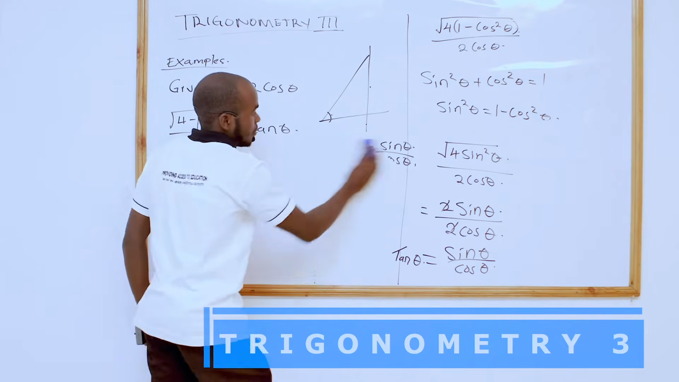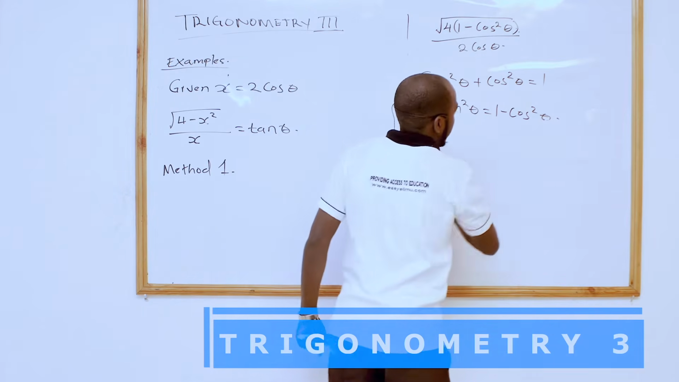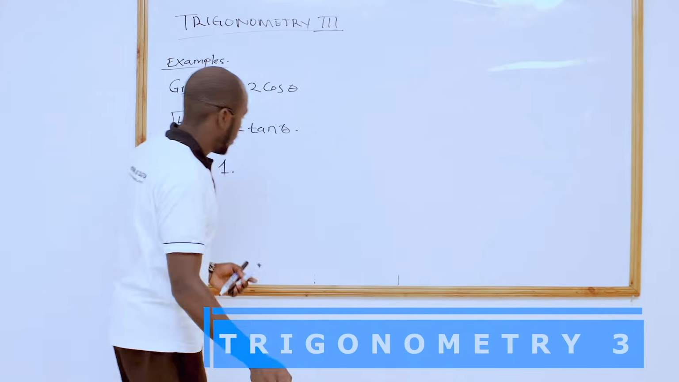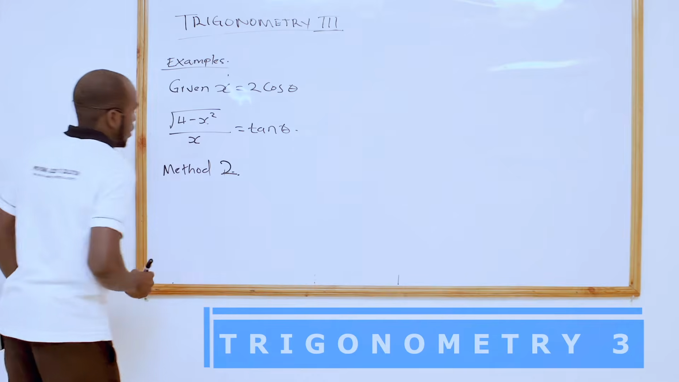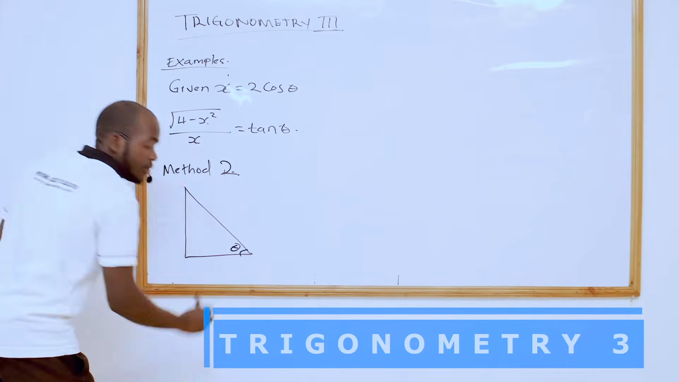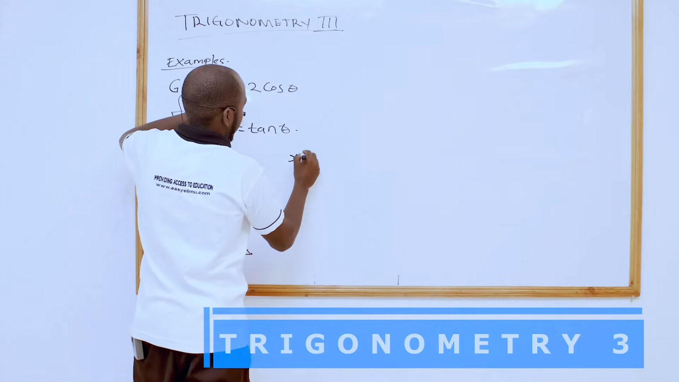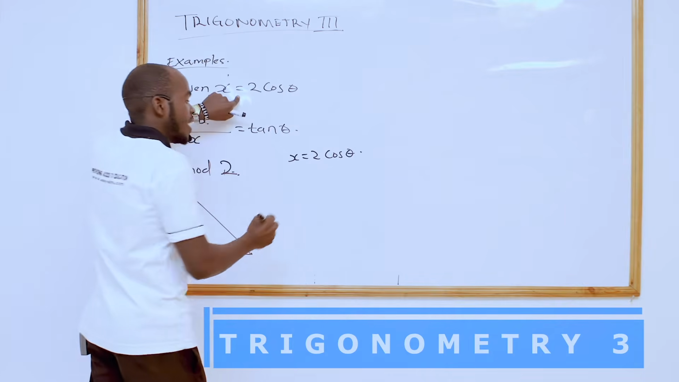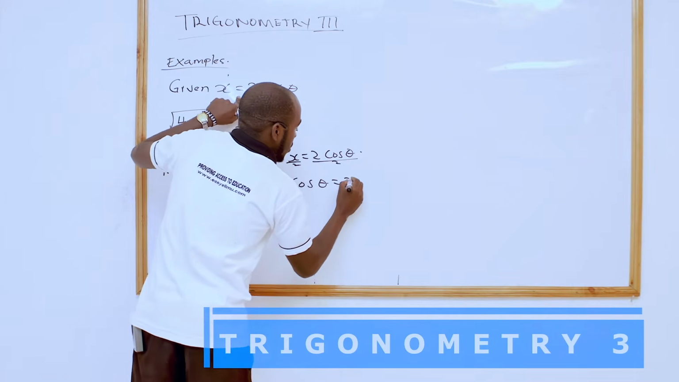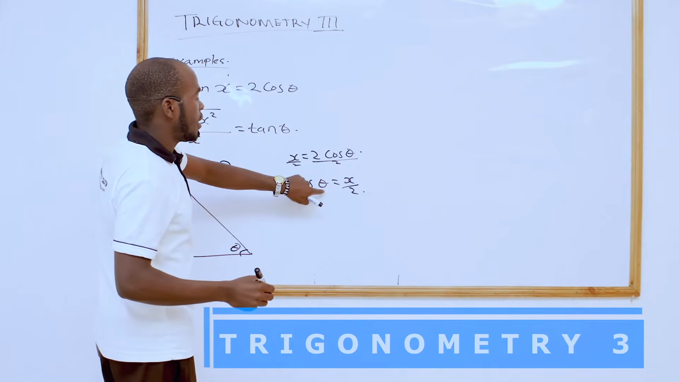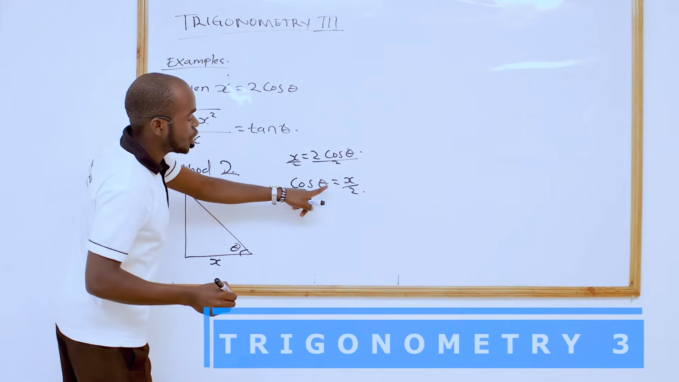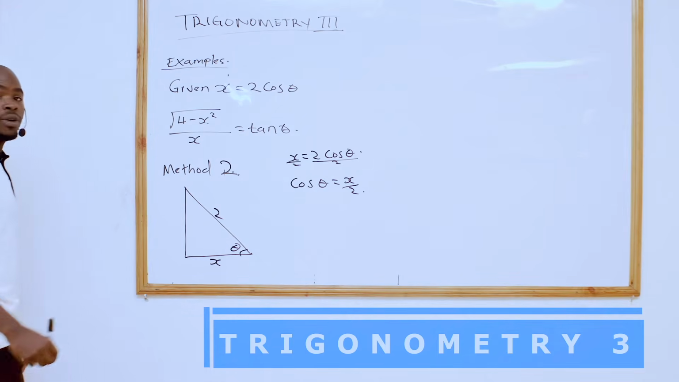Then another, simpler method is just you draw your triangle this way and let this angle be theta. If you have x equals 2 cos theta, then it means that our cos theta, dividing both sides by 2, will be x over 2. Meaning if cos theta equals x over 2, then the adjacent of the angle is x, and the hypotenuse of that triangle is 2.